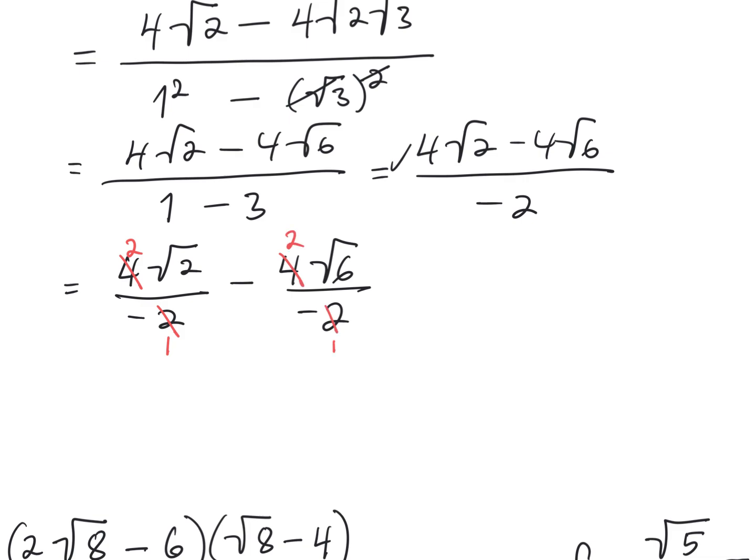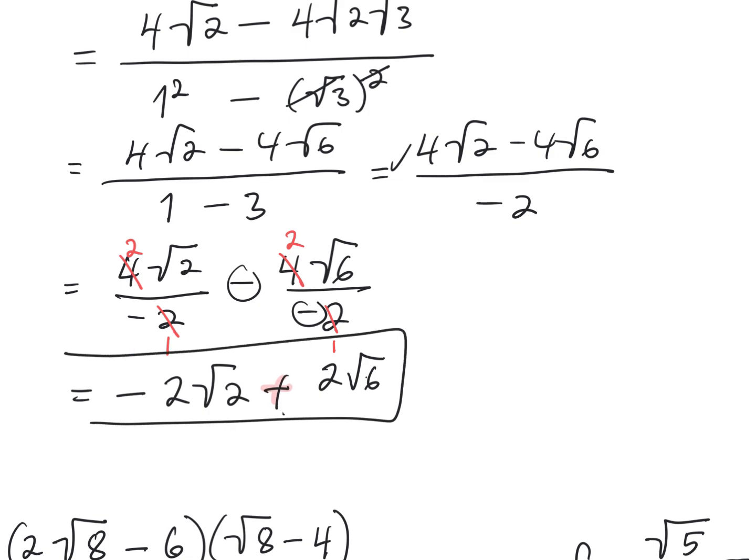Now, let's be careful with the signs, okay? Here, 2 root 2 over negative 2 is going to give you negative 2 root 2. Here, negative and negative is going to be positive. So that's going to give you 2 root 6 only. Okay? So this is our final answer in here.